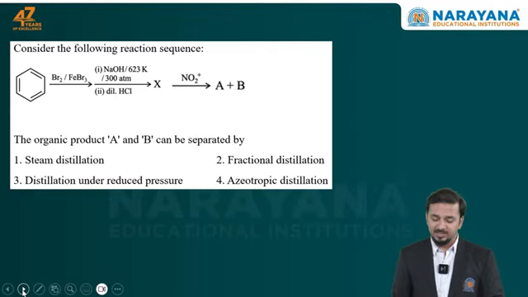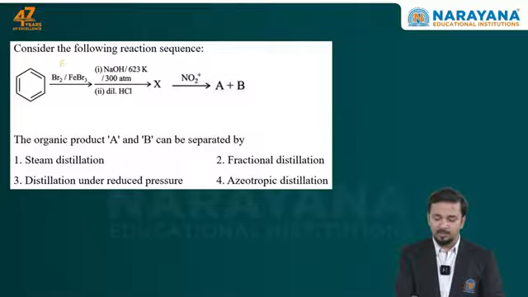So we have benzene. Benzene is treated with Br2 FeBr3. We know benzene with Br2 and FeBr3 is an electrophilic substitution reaction. This FeBr3 is our Lewis acid, and the role of the Lewis acid is to generate the electrophile. So the electrophile generated in this case is Br positive, which means benzene, when treated with Br positive, gives the product bromobenzene.